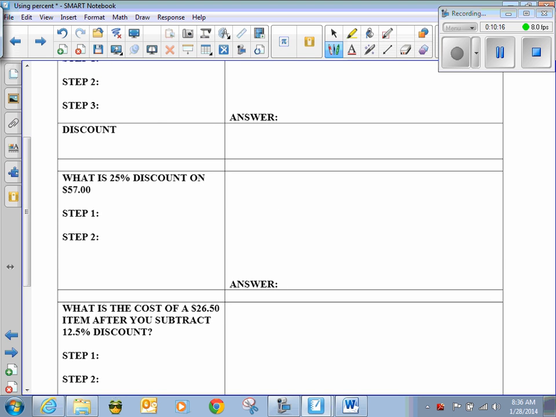Now, the first question I have is, what is 25% discount on $57? So the first step I need to do is change 25% to a decimal. So I have 0.25. And of course, I want you to write down the steps too. The steps that you used for tax are the same steps that you're using for these tip problems up above.